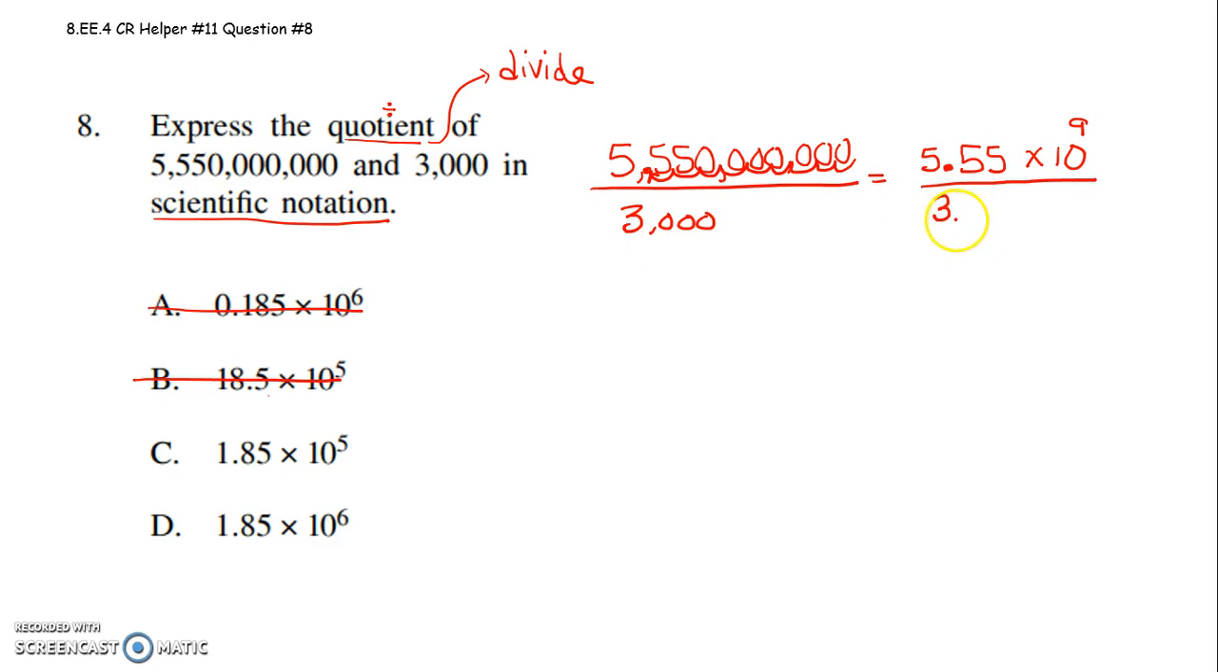Now for the 3,000, so the first factor is between 1 and 10, I can just put my 3. 1, 2, 3 places over, so that becomes times 10 to the 3rd power.